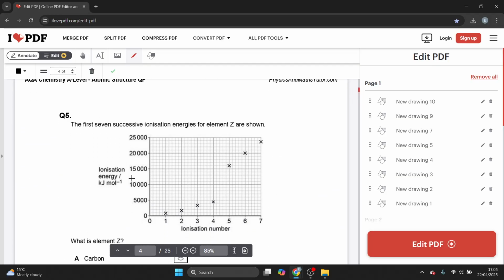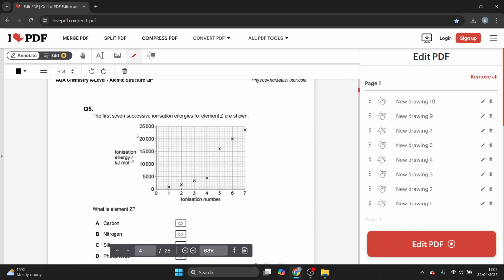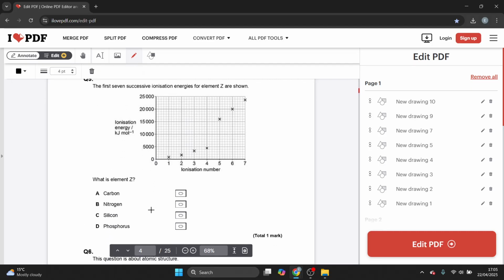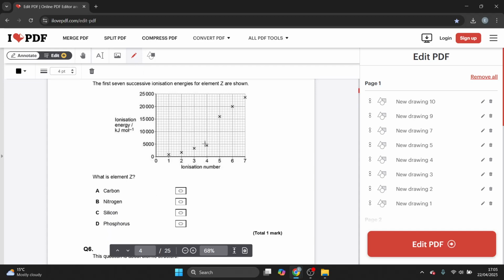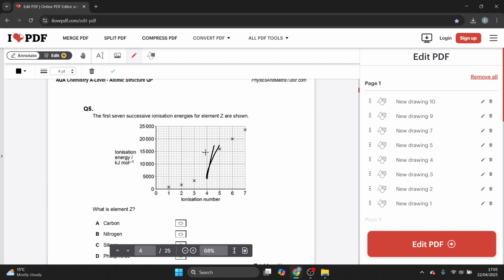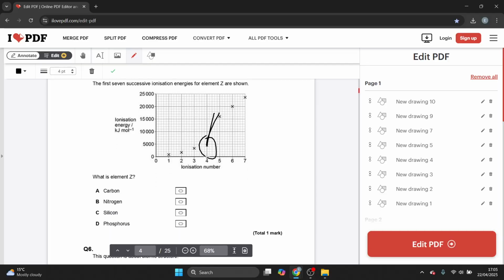The first 7 successive ionization energies for element Z are shown. What is the element Z? So we look for the big jump in ionization energy, which is clearly here. So it's got to be in group 4, because electrons are being removed from the 4th outer shell.